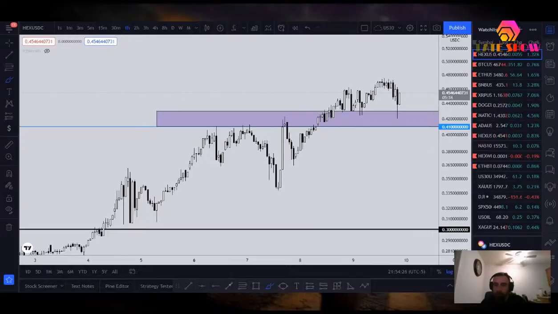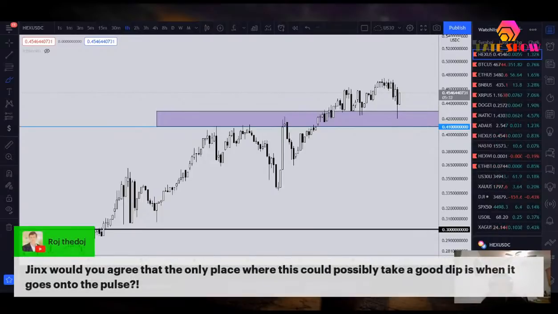Let's see. Jinx, would you agree that the only place where this could possibly take a good dip is when it goes onto the pulse? No. I just don't see the purpose in anybody selling their Hex. Like, just because Pulse Chain comes out, why would you sell Hex? I'm not selling Hex. I bought Hex with a purpose, with a reason, and I had a vision in mind. Like most of us, thanks to staking and T-shares and everything, we kind of mapped out our future. And there's just no reason to sell Hex.